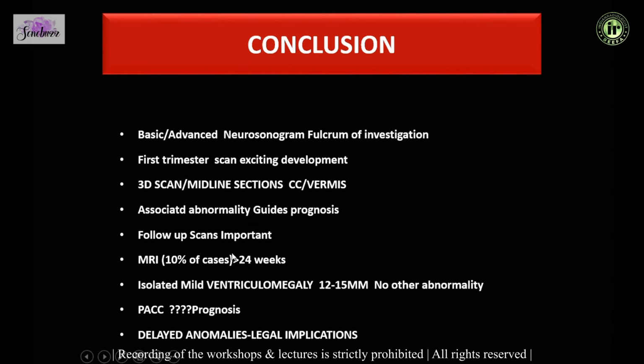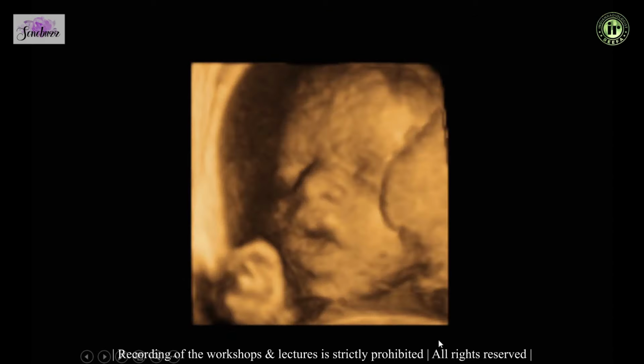MRI, as I said, after 24 weeks in 10% of cases. And prognosis is good if it's mild ventriculomegaly with no other abnormality. Partial agenesis of corpus callosum, prognosis can be uncertain, and of course delayed anomalies can have legal implications.